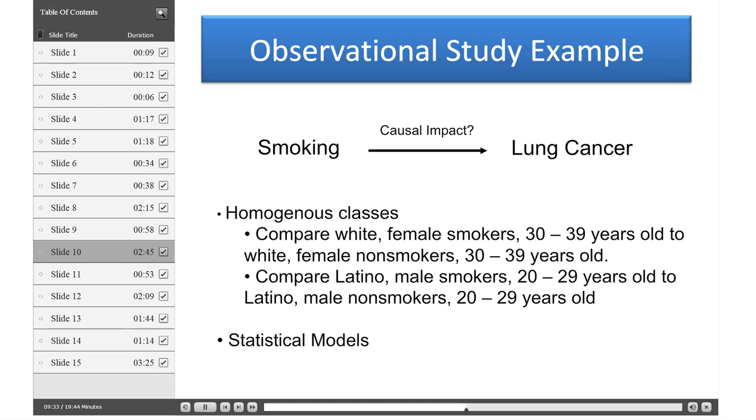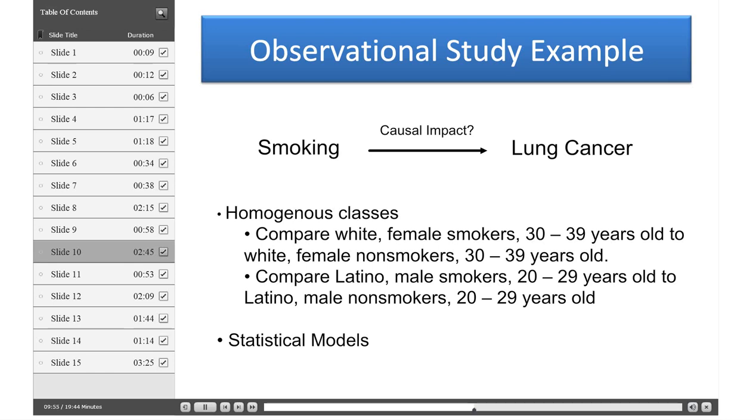So, for example, you might compare white female smokers 30 to 39 years of age to white female non-smokers 30 to 39 years of age. Or you might compare Latino male smokers 20 to 29 years of age to Latino male non-smokers 20 to 29 years of age. And this will help you to figure out if smoking is having an impact on lung cancer.